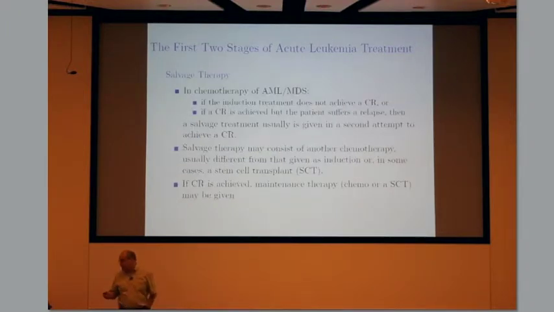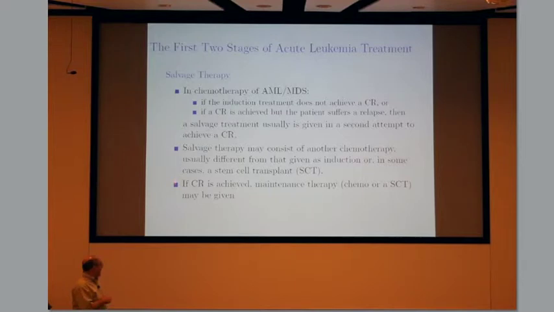Okay, so the second stage is salvage therapy. For salvage therapy, if the induction treatment doesn't achieve a CR, they say, well, the disease is resistant. We have to do something, let's give them something else. That's called salvage. Another possibility is that a CR is achieved, but then the disease comes back. We say the patient suffered a relapse, let's try something else. We give them salvage. So salvage can be given under two different circumstances, either for resistant disease or disease that's recurrent after CR. And it's usually something other than the front line. Or it can be a different chemo, or in some cases, salvage is stem cell therapy.